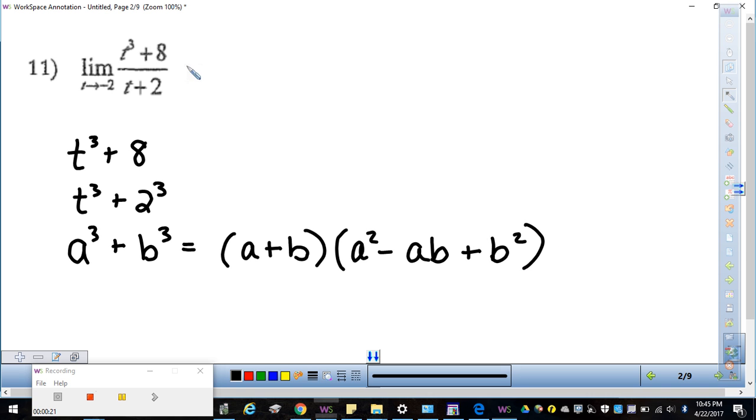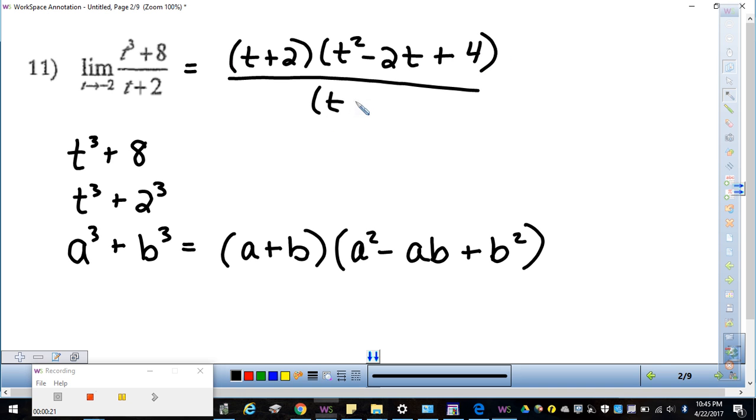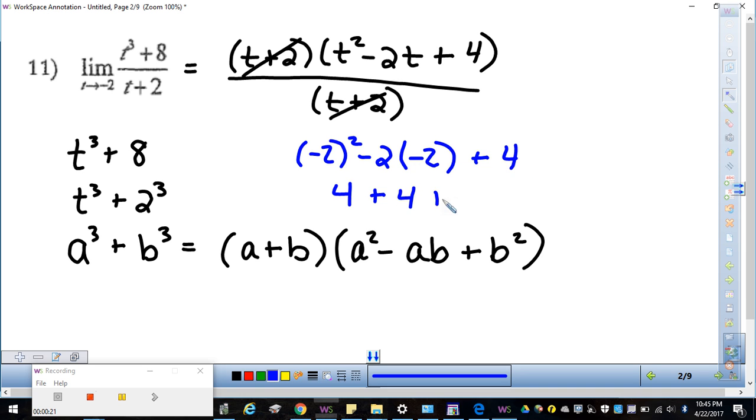plus b squared. So we could factor the numerator into t plus 2 times t squared minus 2t plus 2 squared, which would be 4. Sorry. Alright, all of that is divided by t plus 2. We'll go ahead and cancel that as a common factor, and then we can plug in the value of -2 into what's left in the numerator. So we end up with 4 plus 4 plus 4, giving us a limit value of 12.